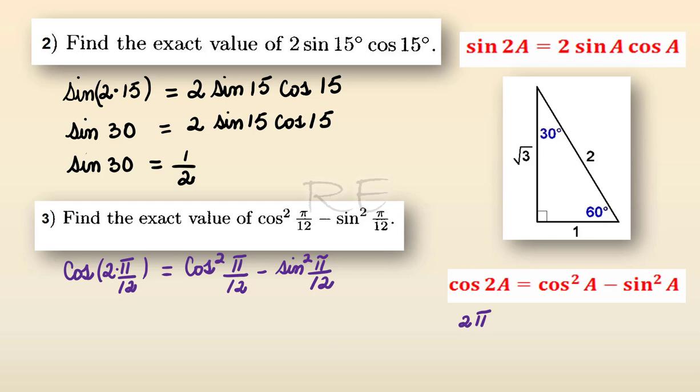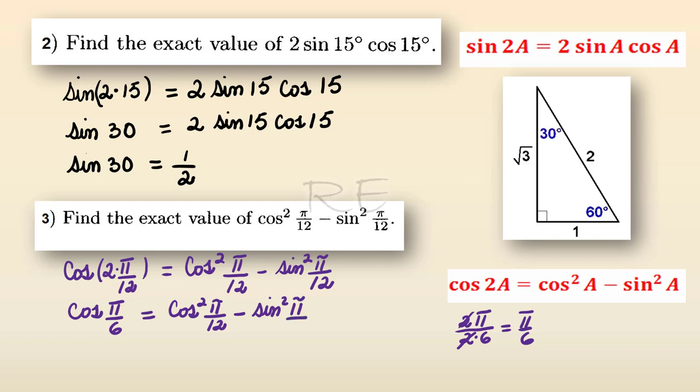Then, when we simplify 2 pi over 12, we divide numerator and denominator by 2, we get pi over 6, and pi over 6 is a special angle. Therefore, cosine pi over 6 is equal to cosine squared pi over 12 minus sine squared pi over 12. Now we need to convert our special triangle into pi radians. 30 degrees is pi over 6 radians. And 60 degrees is pi over 3 radians.